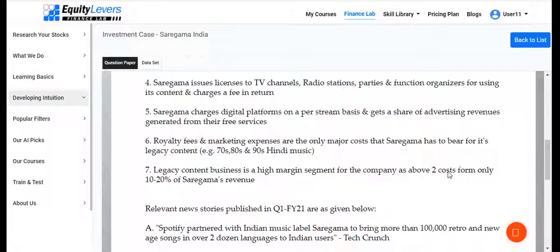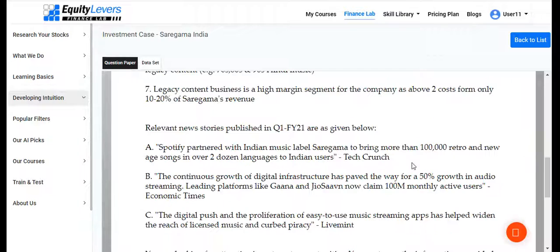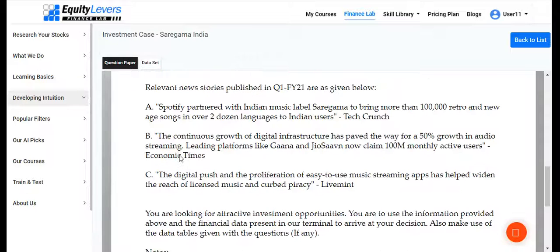As many platforms like Gaana, JioSaavn, Spotify have come up in the market, companies like Saregama are able to charge these platforms on a per-stream basis and get a share of advertising revenues generated from their free services. In the first quarter of fiscal 21, Spotify partnered with Indian music label Saregama to bring more than 1 lakh retro and new age songs in over 2 dozen languages.